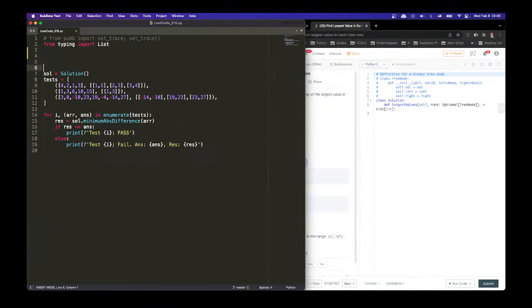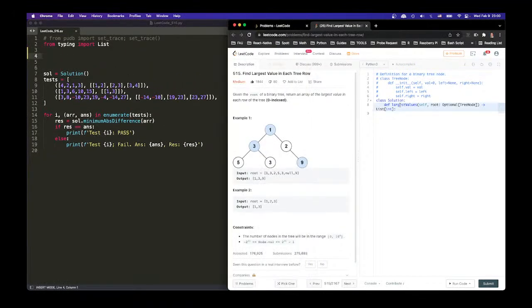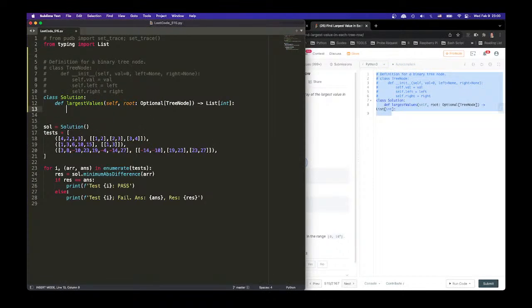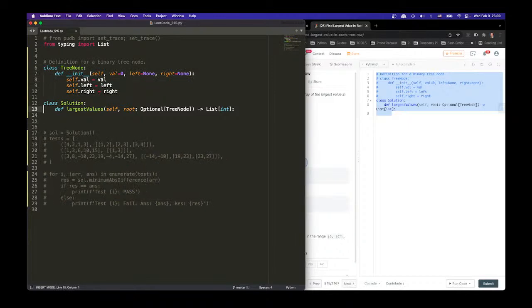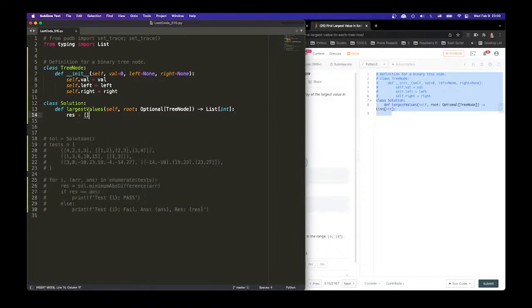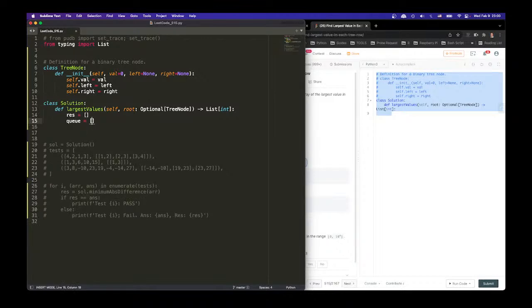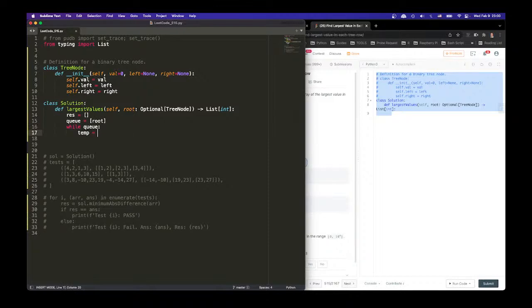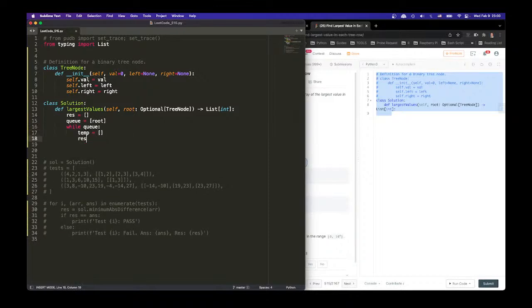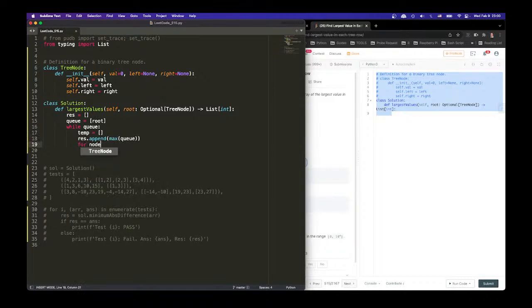But isn't that going to be O of n? No, that is still O of n. No question. Okay, so res equals this. Q equals root. While q, temp is this.